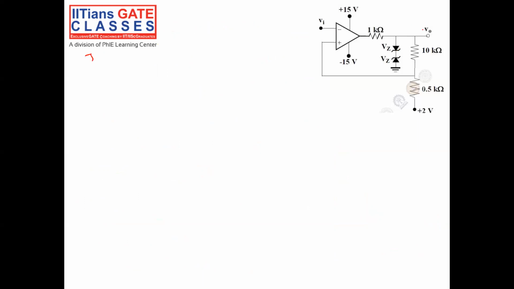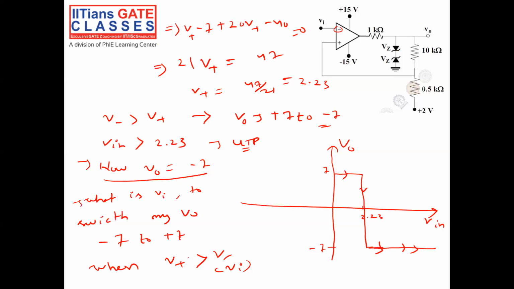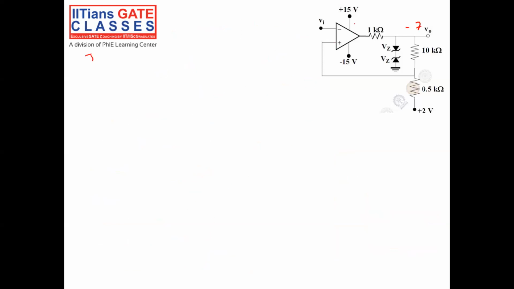So now calculate V positive. You see, this is the minus 7 now. At the point it wants to switch, V positive should be greater than V negative. First, to calculate V positive, what is V positive here? Put a nodal equation: V positive minus, the output is minus 7 now, divided by 10k, plus V positive minus 2 divided by 0.5k is equal to 0.